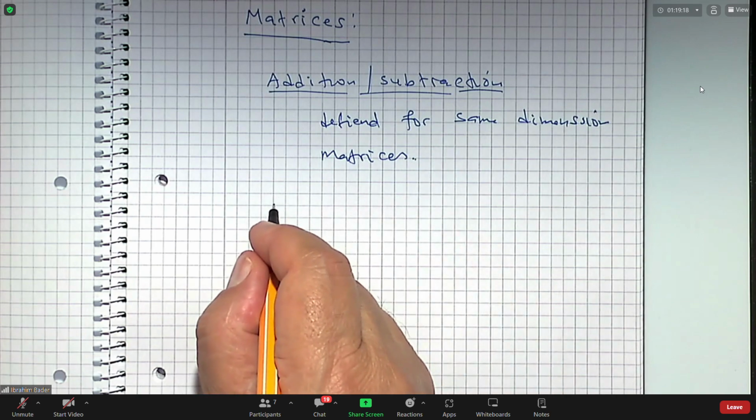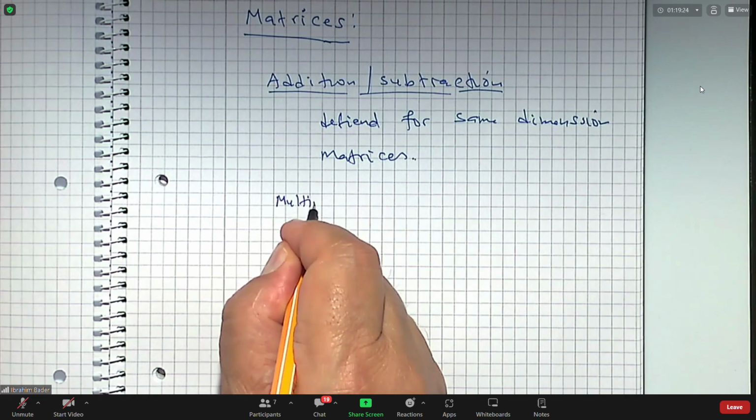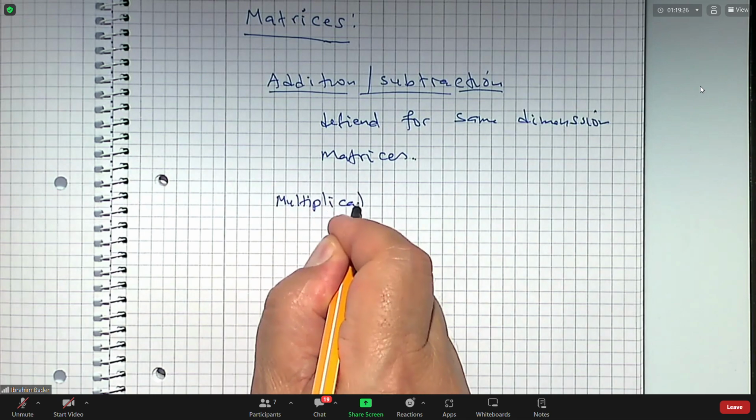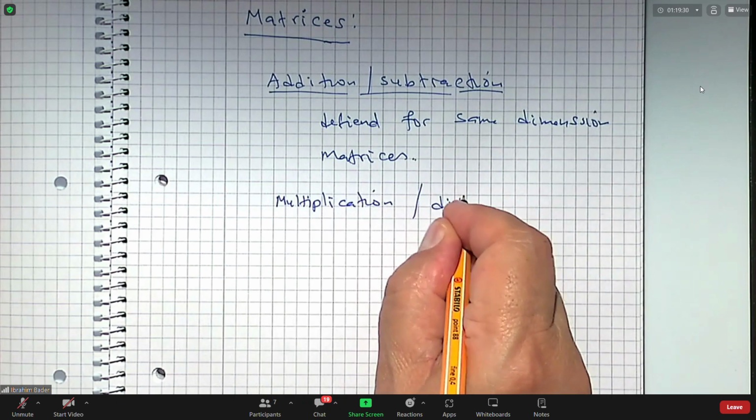The second thing is that usually at school, you learned multiplication, right? And you also learned division, right?